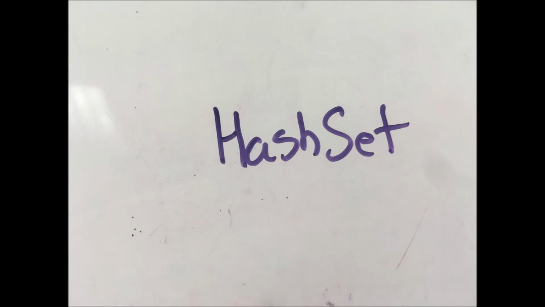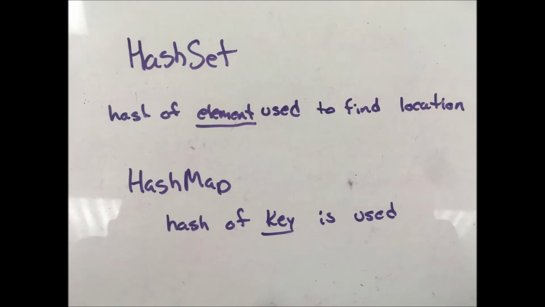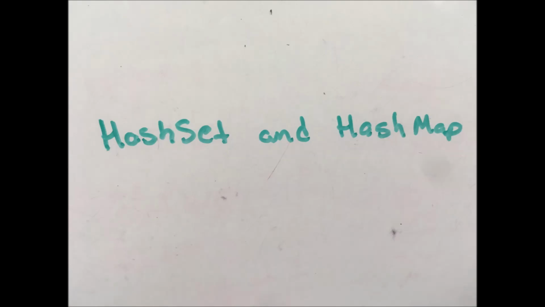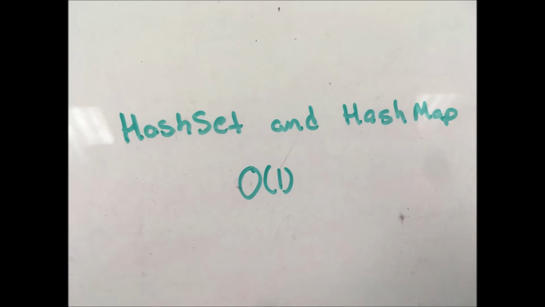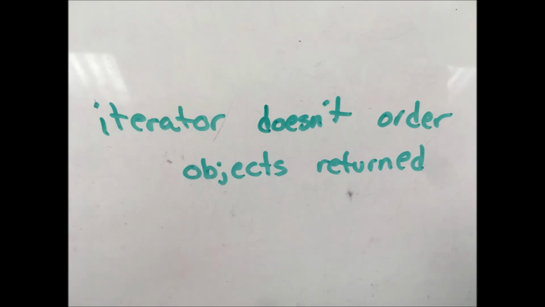In the hash set class, a hash of the element is used to find its location in the hash table. In the hash map class, a hash of the key is used. The hashCode method, which exists on all objects, calculates the hash code. The basic operations on hash set and hash map objects run in constant O(1) time due to the hash table implementation employed by the class. The iterator that is returned by the iterator method of hash set does not order the objects returned.